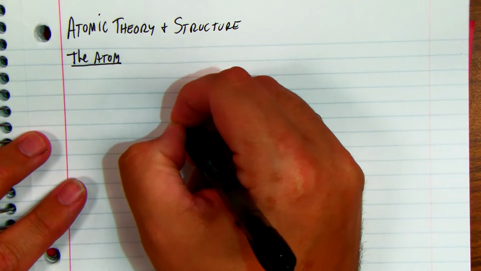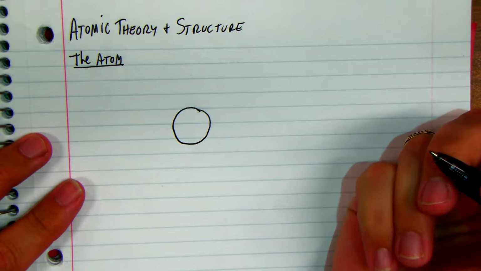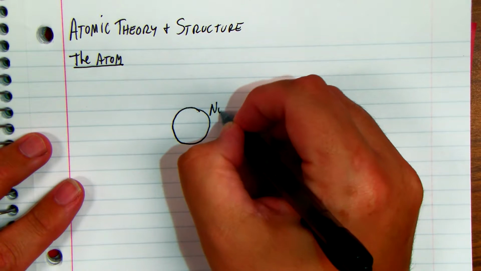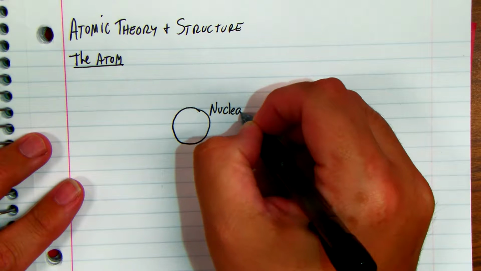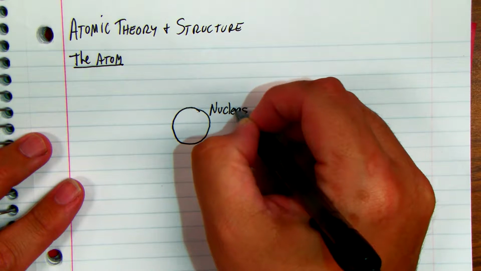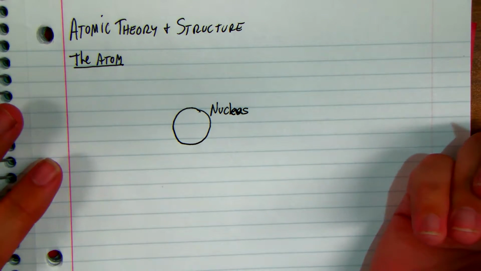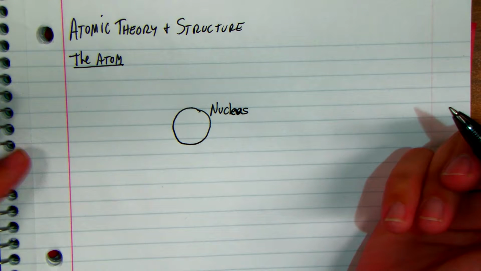Now, with the atom, I'm going to start with something like this. And I'm going to call this the nucleus. And I spelled it wrong already. Awesome. All right, the nucleus. What is in the nucleus of an atom?